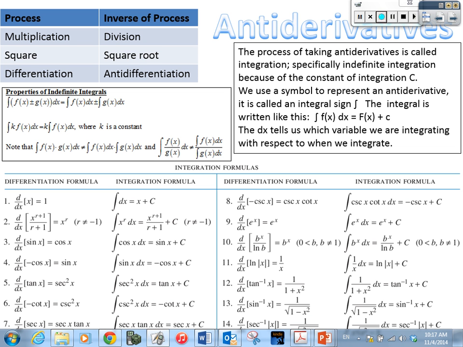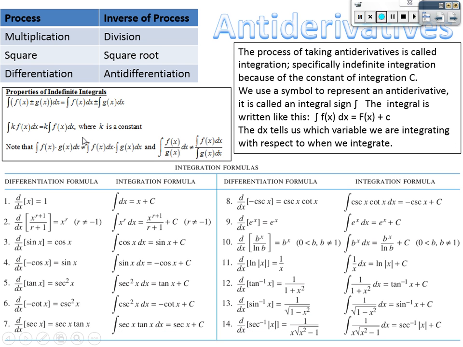So let's talk about just basic integration rules or properties. Notice how we really don't have a lot. We have 2 things that we can do. That's it. And we need to realize it's highly restrictive. We can split apart by plus and minus. That's okay. Okay, that's fine. And we can pull a constant out. That's it.